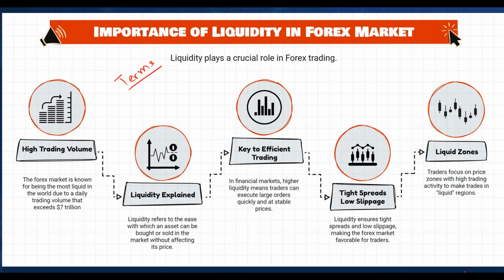First of all, the main thing: the forex market is known for being the most liquid in the world due to a daily trading volume that exceeds 7 trillion. So the forex market is the most liquid market, and the volume traded exceeds 7 trillion. A couple of years back it was like 5 trillion, but now it keeps increasing because it is the most liquid market.